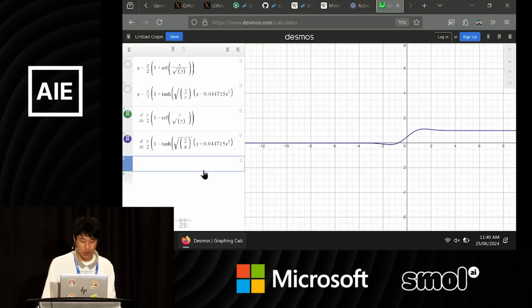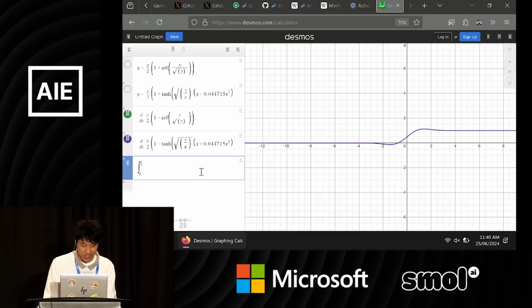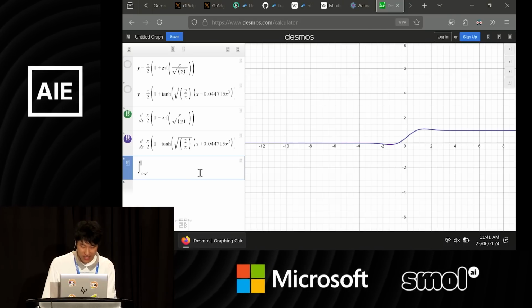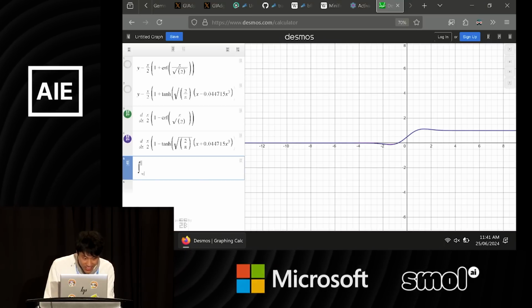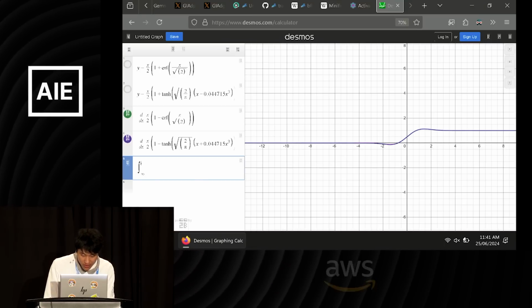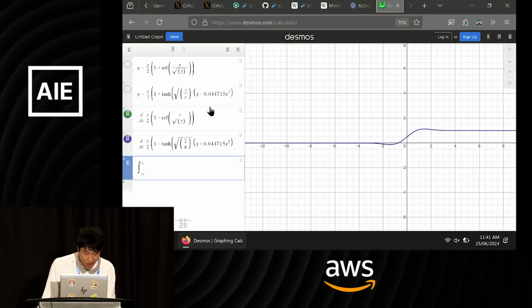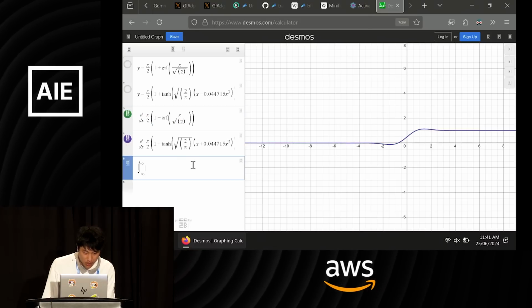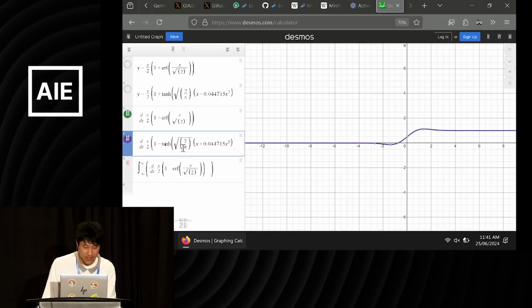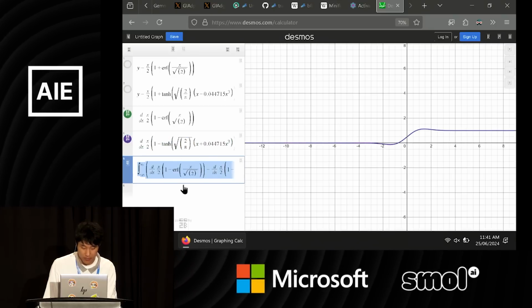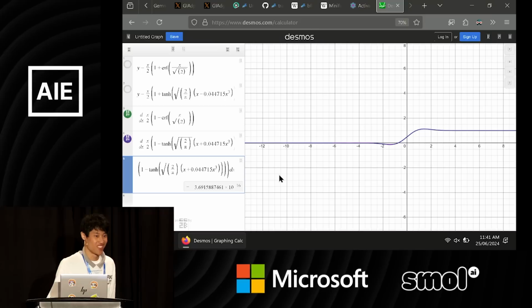And guess what? You can also do integration. Integral of minus infinity to infinity of, I think this works. I'm not 100% sure. You take your exact GELU, you minus the difference. Oh, I don't think so. Oh, yes, it works. Yes, it works.